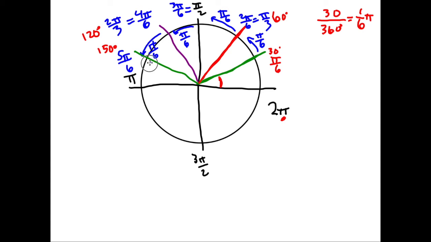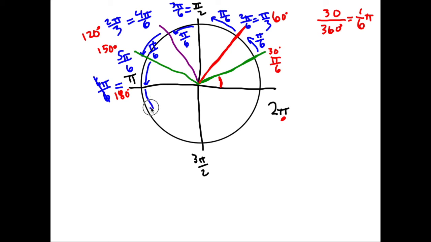Keep going. Another pi over 6. That's going to be 6 pi over 6. Look, that's the same thing as pi, which is, don't forget, 180 degrees. All right, so we're going to keep going.